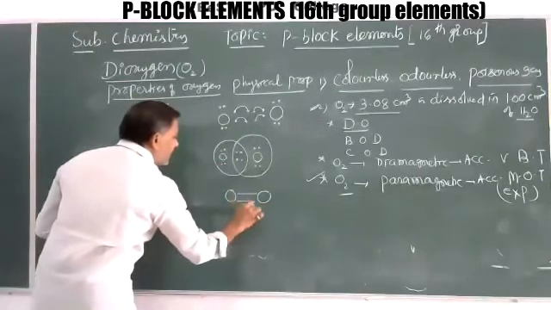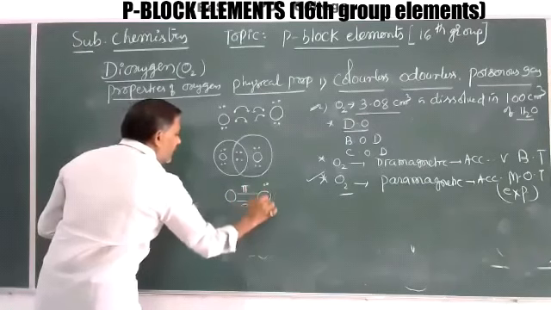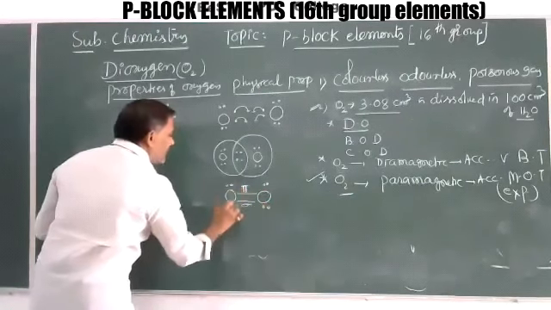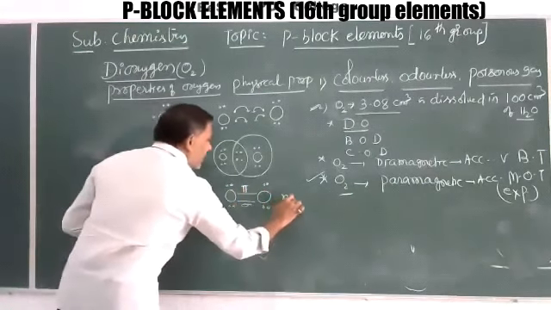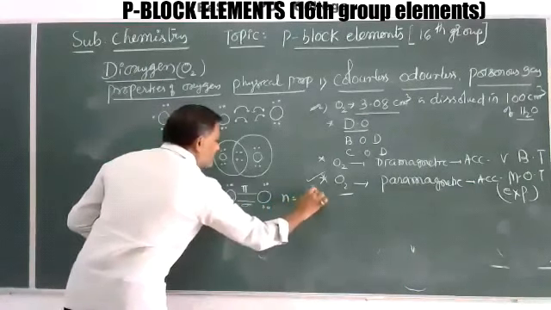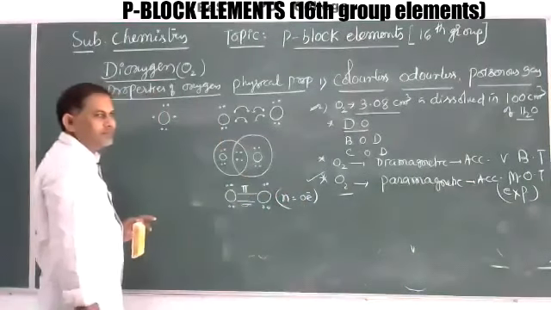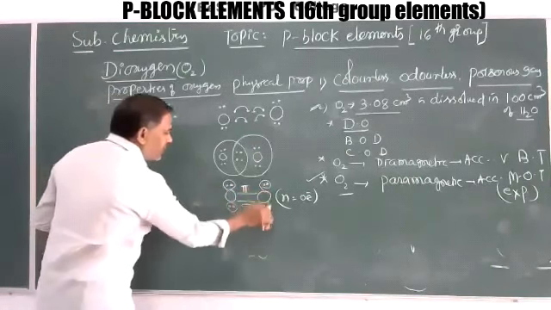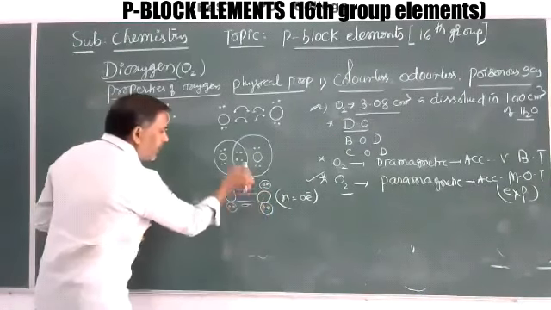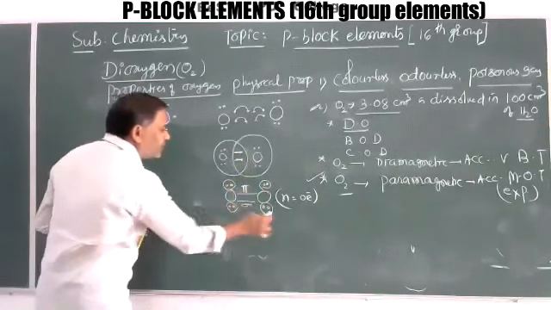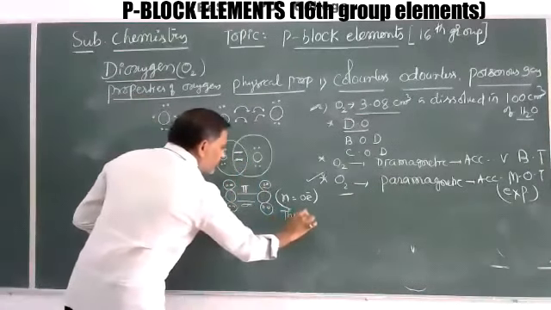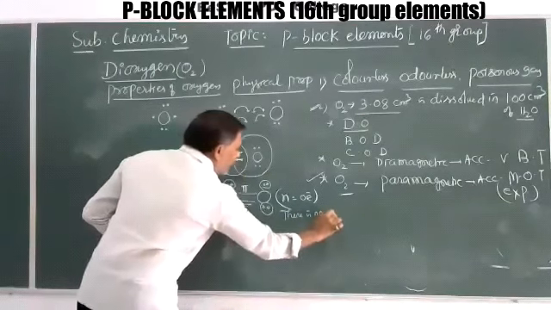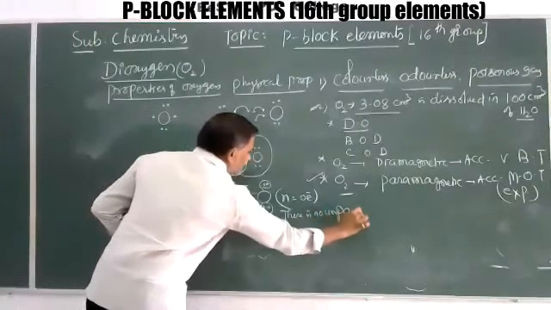One is a sigma bond, another one is a pi bond, and the remaining electrons are completely paired. That's why zero unpaired electrons are present. This is paired, this is paired, all are paired. There is no unpaired electron.